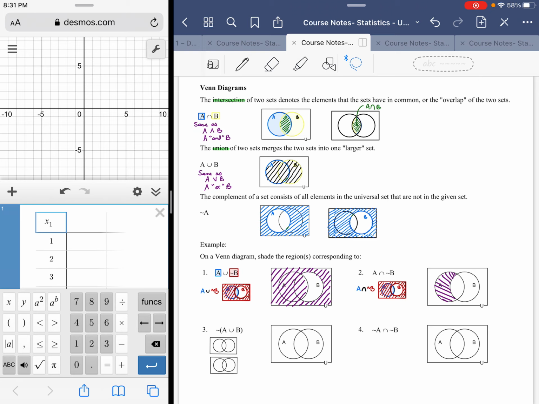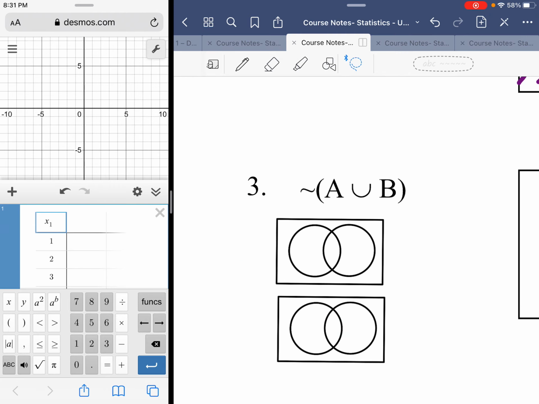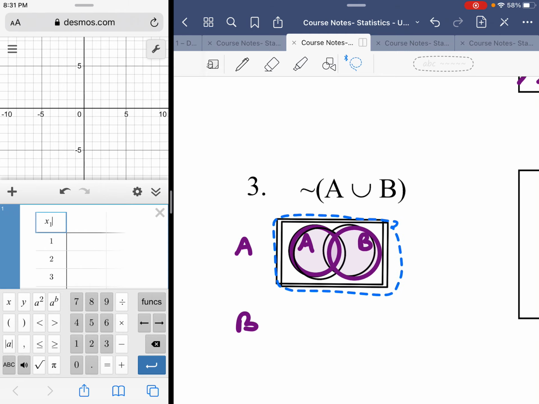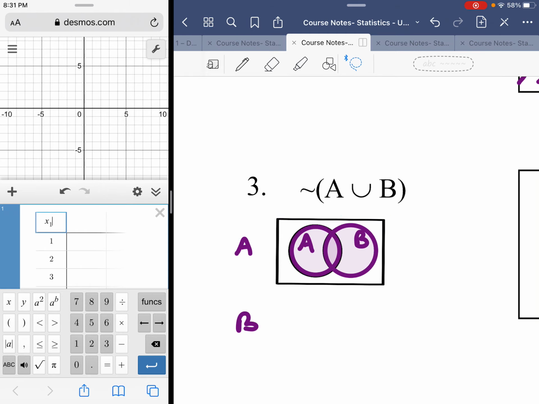A union B, well, we've already kind of figured that out above. This is saying not that. All right, so we've already discovered that A union B, here's A, here's B, so I'll label this A, label this B. If I merge the two sets together, then I would have the union of A and B.